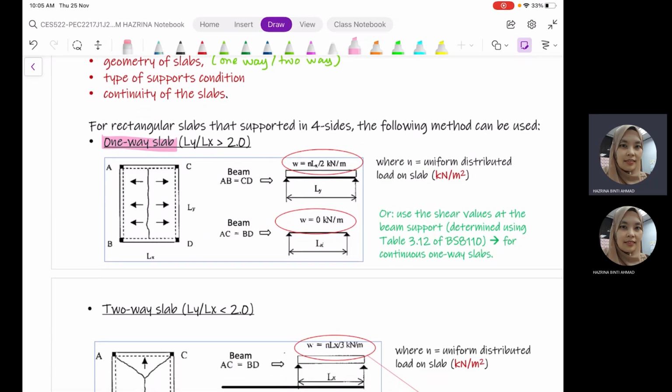If we are designing or transferring the loads for beams AB and also CD, which are these beams, we have this beam and also this beam, and we have a slab that is a one-way slab, therefore the direction of the loading will be transferred only in one direction. You can see here that we have these arrows. These arrows are showing us the direction of the load transfer. So only beam AB and also beam CD will be taking the loading from the slab.